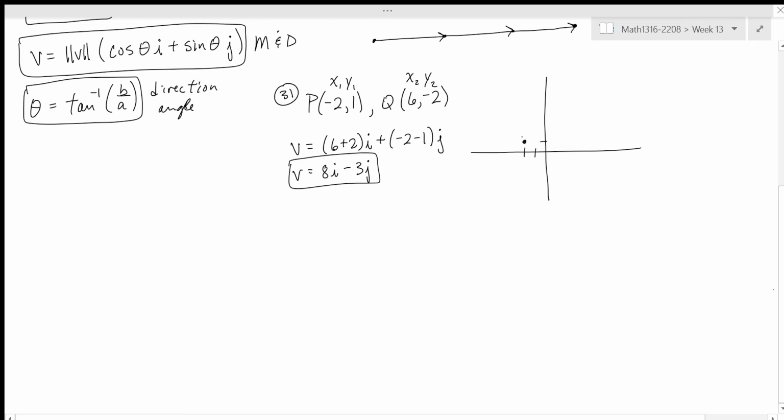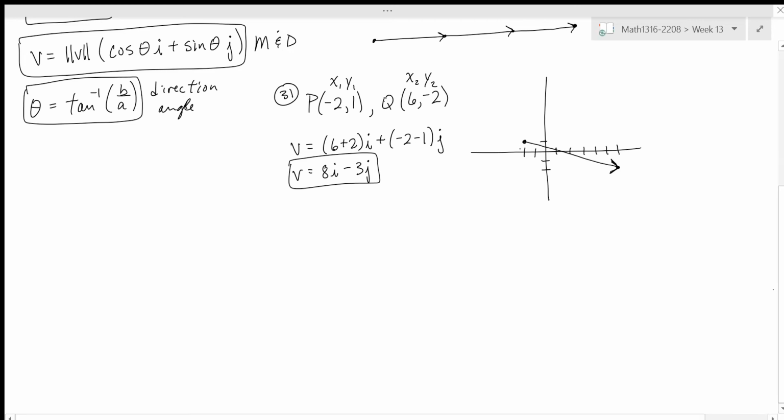-2, 1. And 6, -2. Do y'all see what I did there? All I did is plot the 2 points. But remember it said initial point P and terminal point Q. And so that means that the arrow tip has to go at Q to indicate the direction.